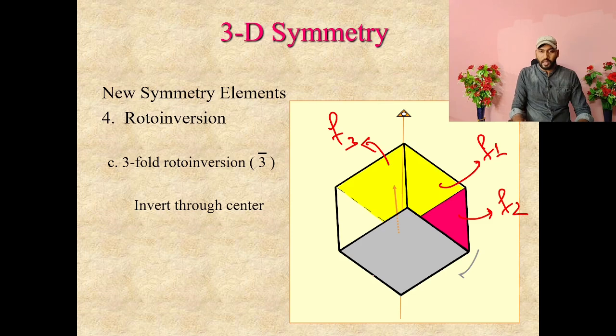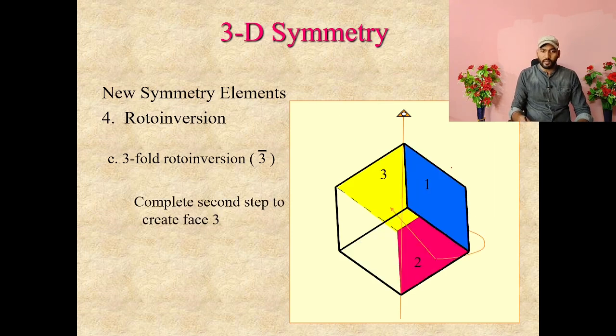Okay, so now can we stop here? This is 1, 2 and 3. Can we stop our operation here? No, because this one is not the original phase. We have to reach the original, then only we can stop. So from the third phase we again have to rotate 120 degrees and then invert.